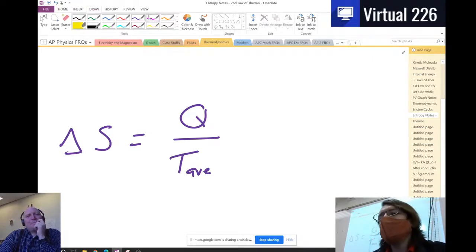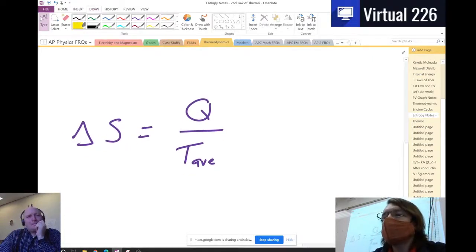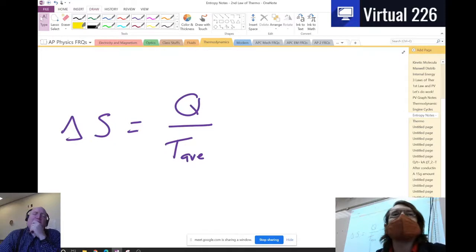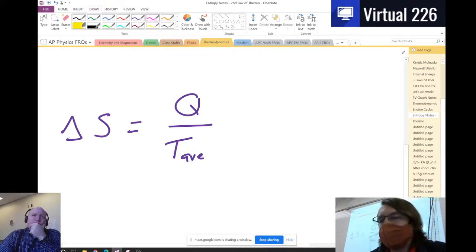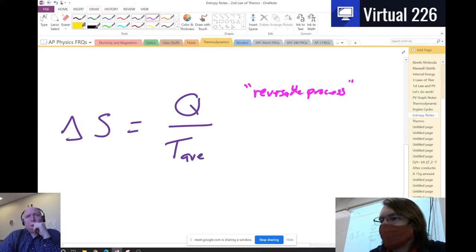Q, we know that is some heat. That's what we've been using when we did calorimetry, when we've talked about heat flow. That's Q. But specifically talking about this, we really care about Q being the heat added by a reversible process.